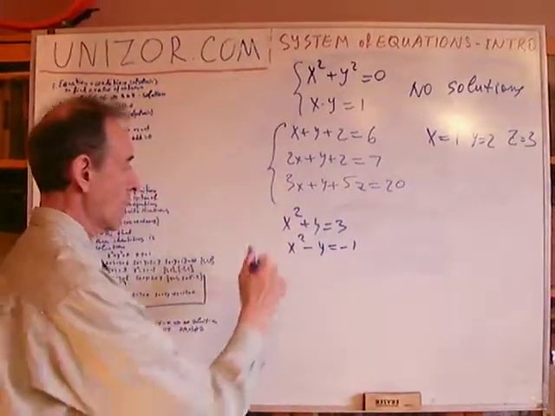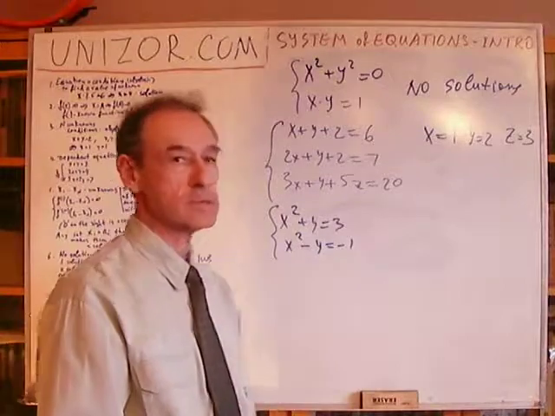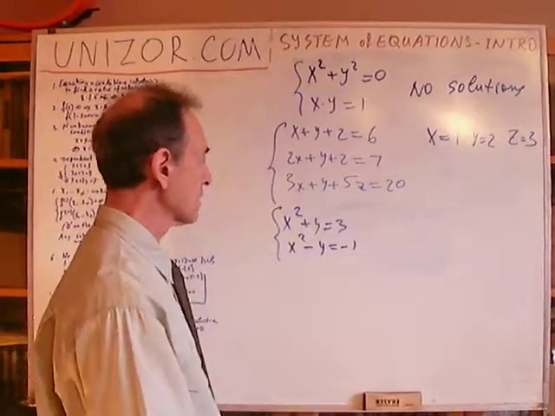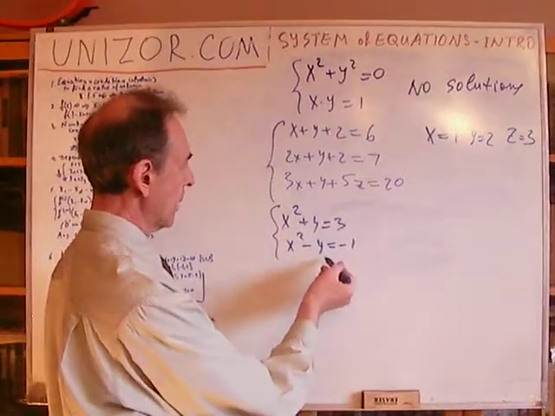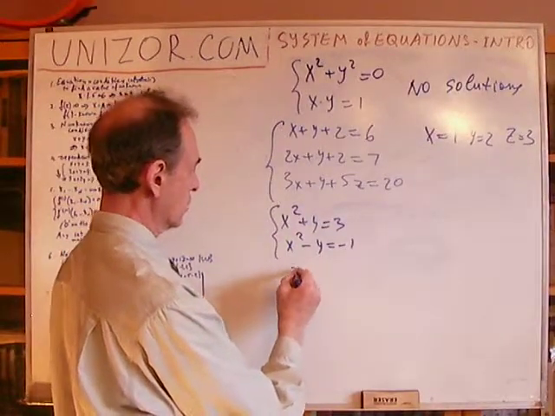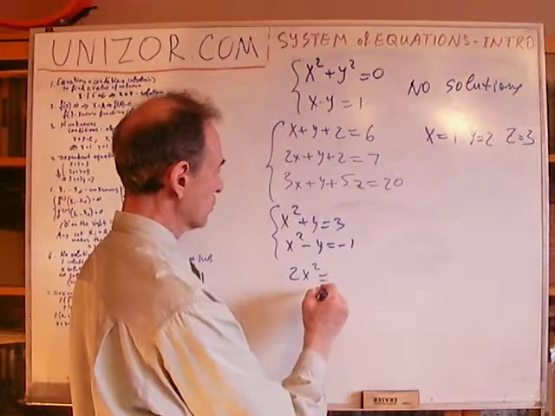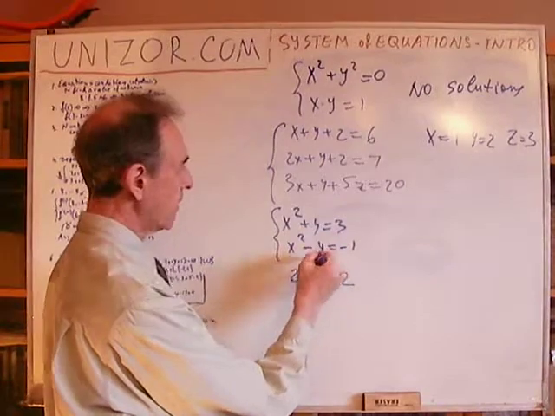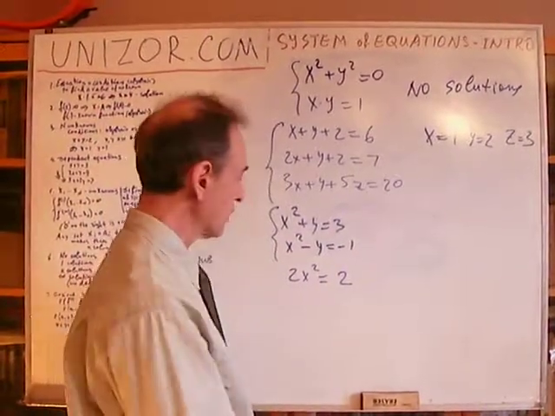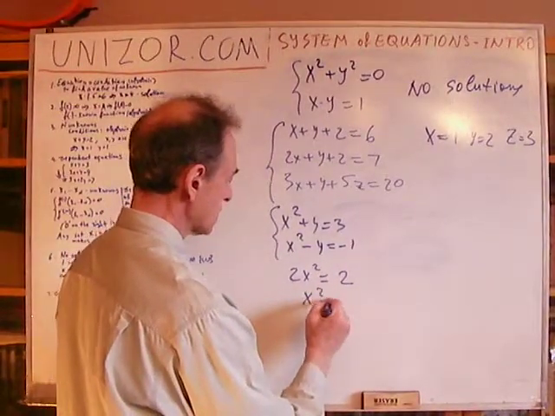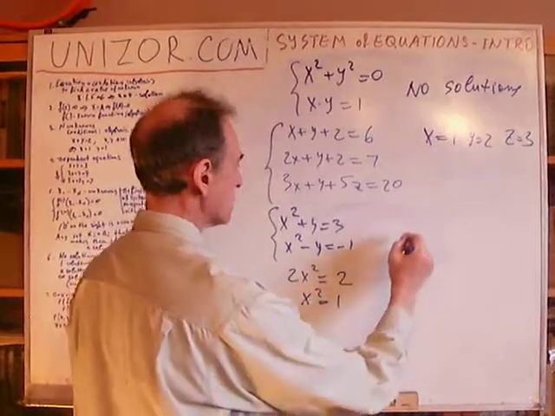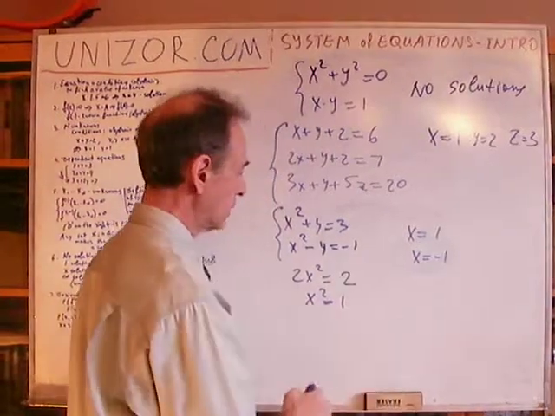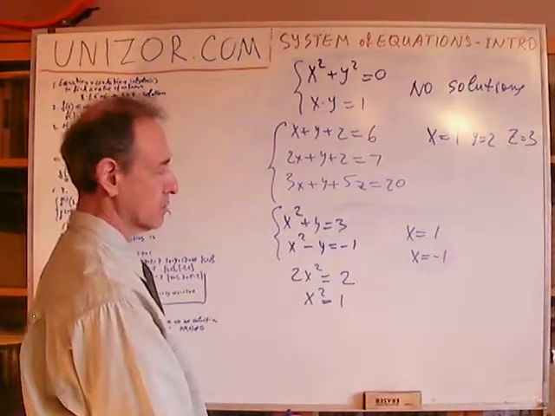Alright. This is the system of two equations with two variables. Again, solving this system is very easy. I will add them up and I will have 2x squared is equal to 2, 3 and minus 1. Y and minus y will nullify each other, from which x squared is equal to 1, from which x is equal to either 1 or minus 1, right? To get x squared is equal to 1.